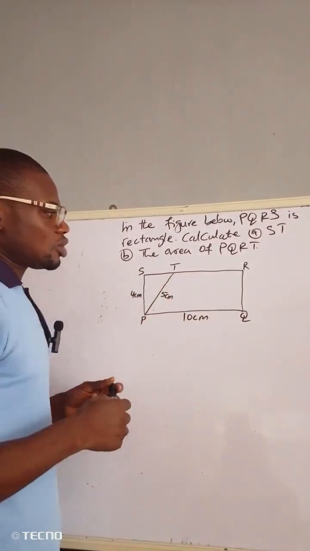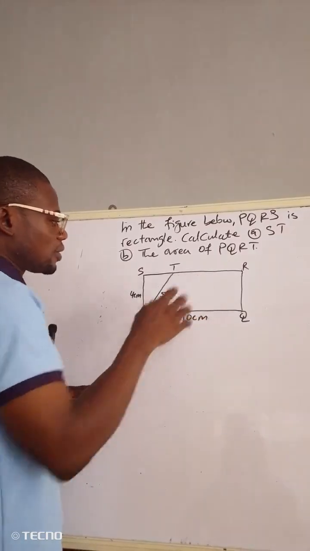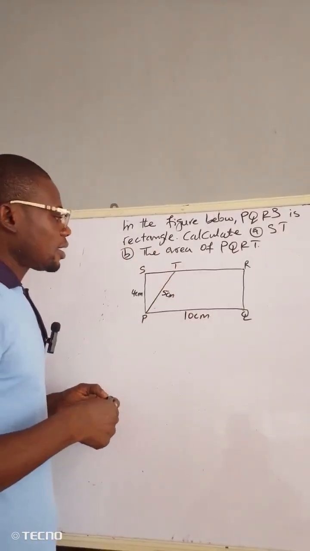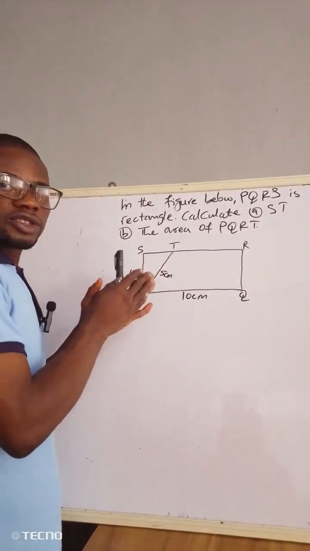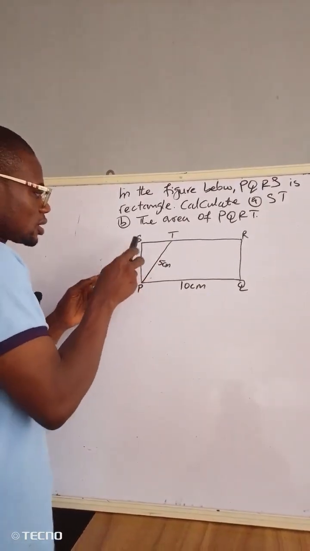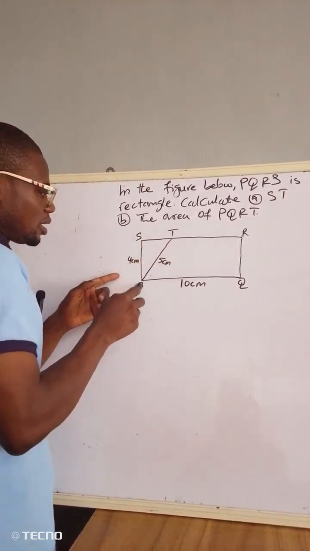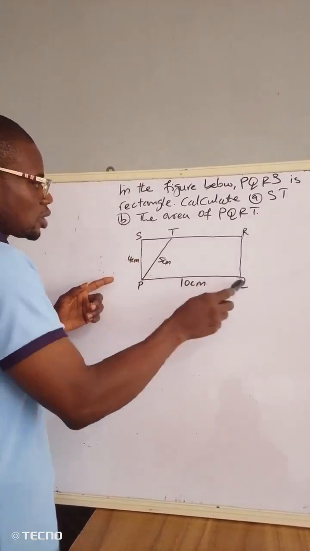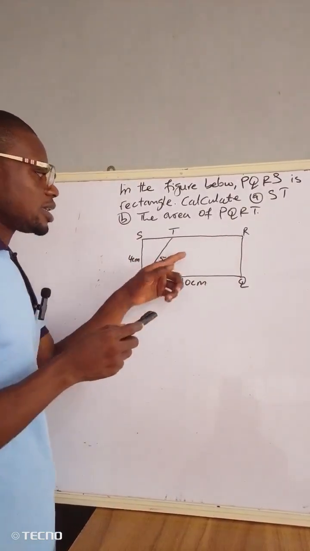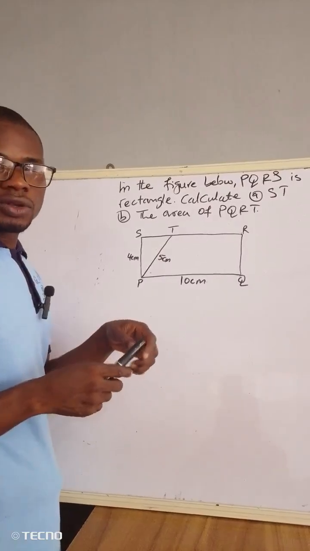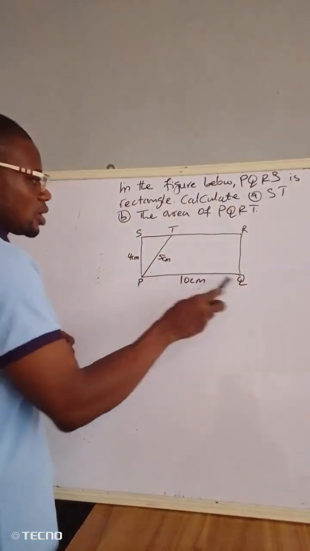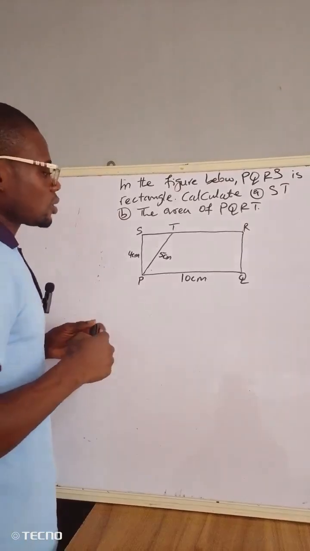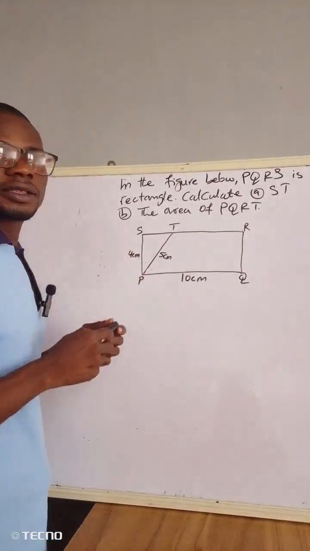If you look at this, you can split this figure, or you can also leave it and solve it directly, because there are two figures here. The first one is STP, which is a triangle, and the second figure is PQRT, which is a trapezium. You know how a trapezium looks. PQRT is a trapezium, and this, of course, is a triangle.